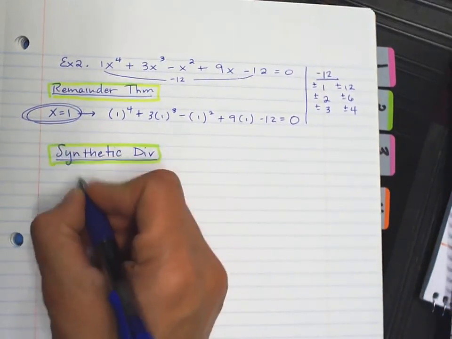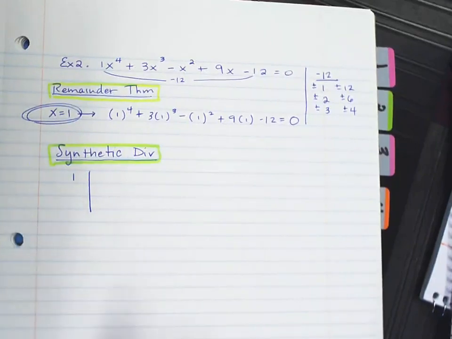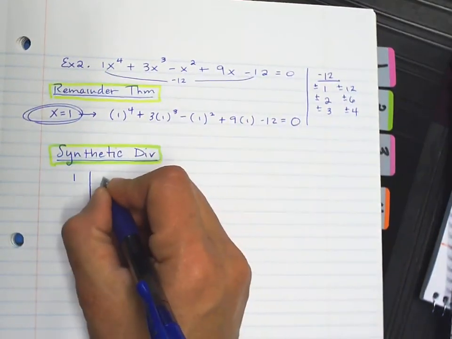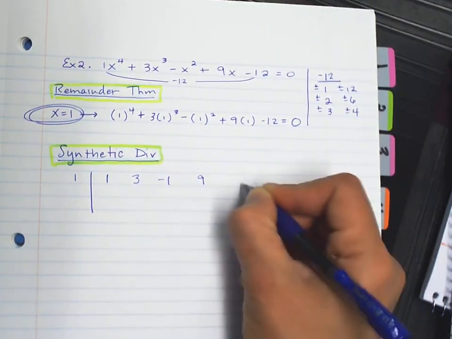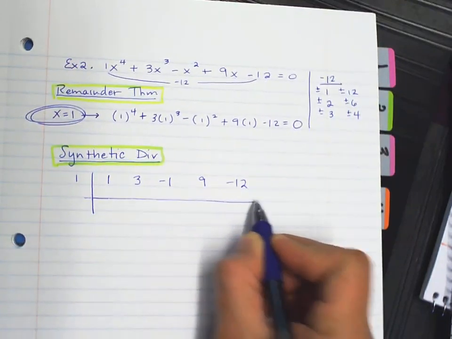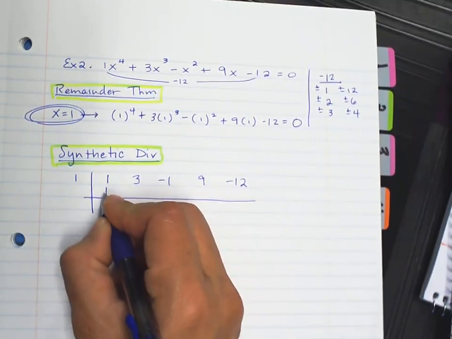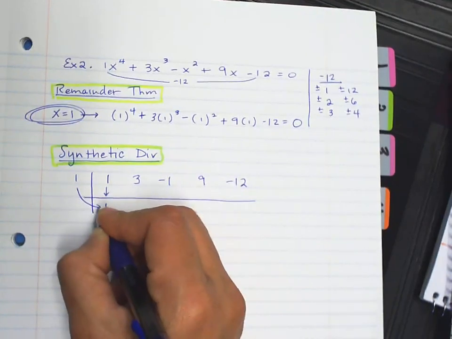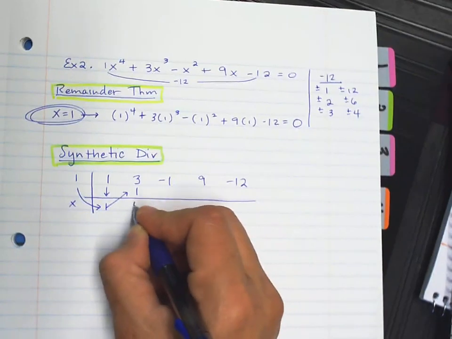Okay, so now I'm going to use 1. So 1, write your line, and then your coefficients. 1, 3, -1, 9, -12. Bring down your first number, and then we multiply. And add.